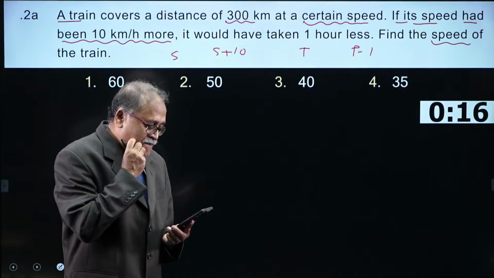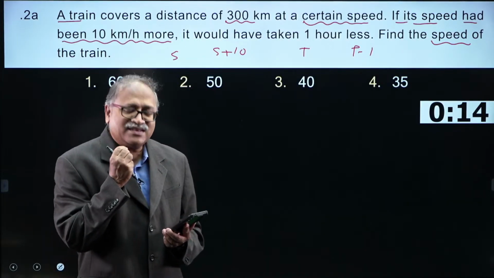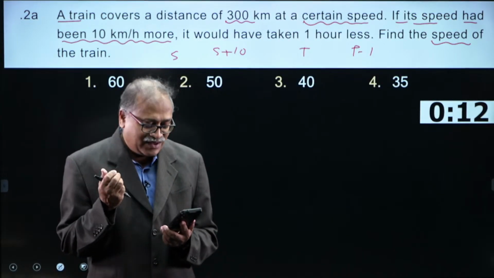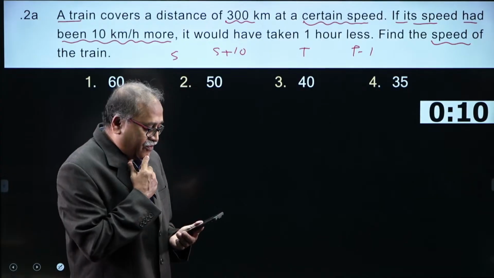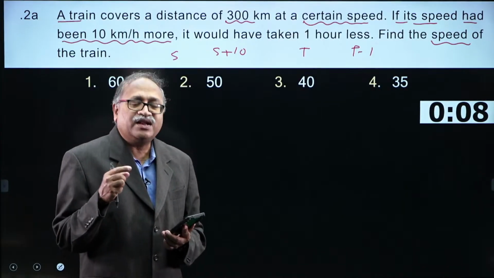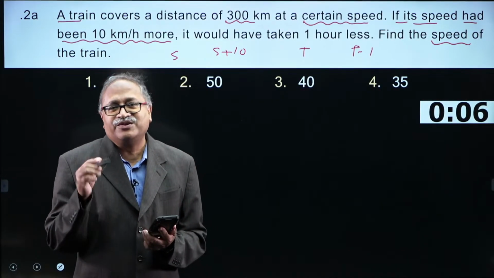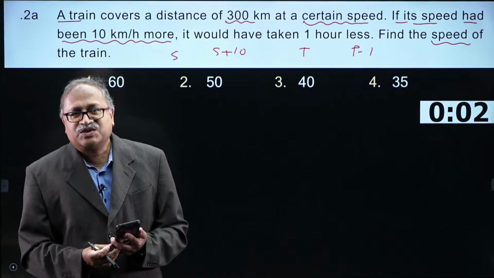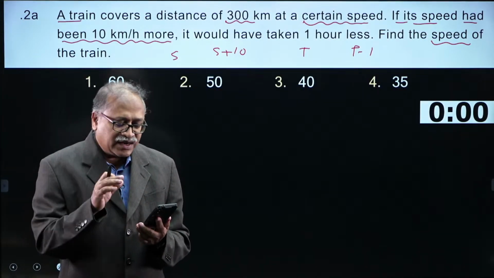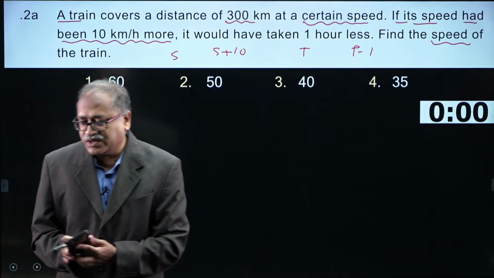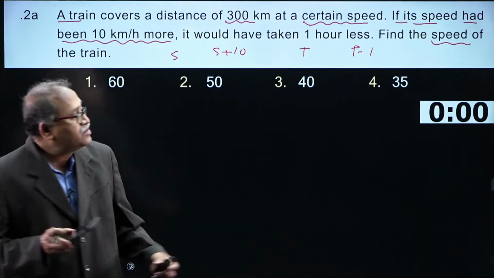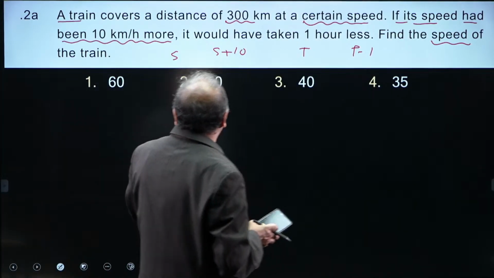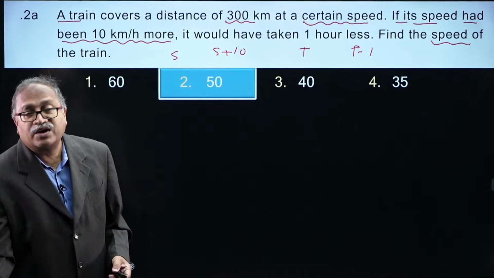Appal Naidu, I am really surprised by the kind of speed and accuracy you have. While I was actually reading the question, Appal Naidu started working because he already knows how to approach this particular question. So, that is the speed required for all the questions here. Appal Naidu says 50, which is option 2, yeah, you are right.